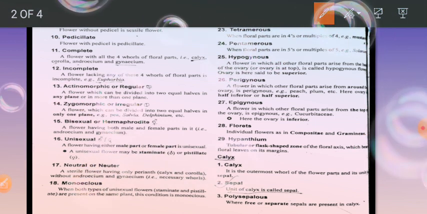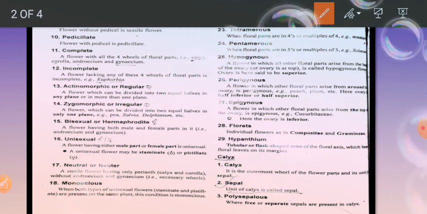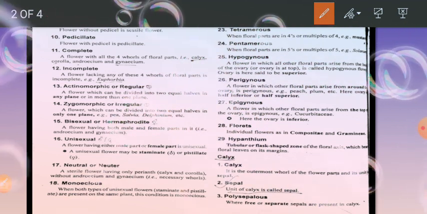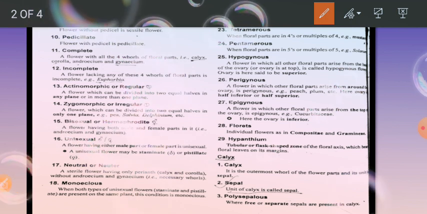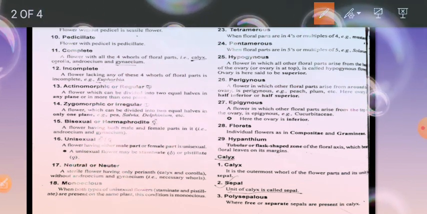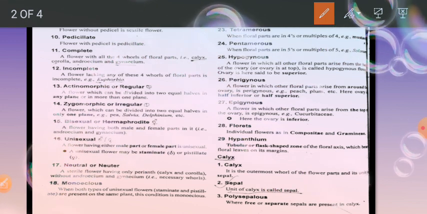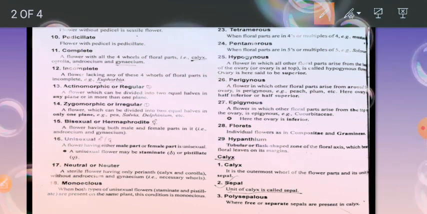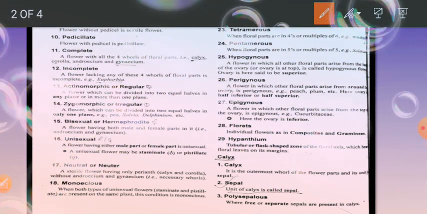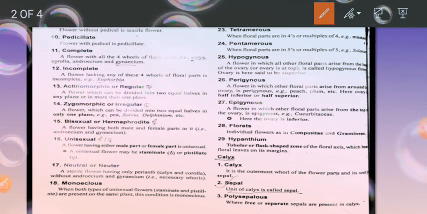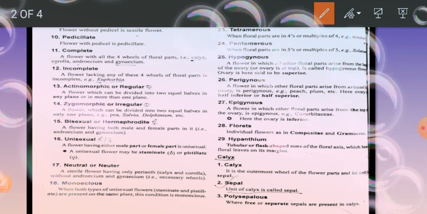Then perigynous means the ovary is half inferior and half superior. Perigynous means around the ovary. The floral parts arise around the ovary, and we get the ovary half inferior and half superior.